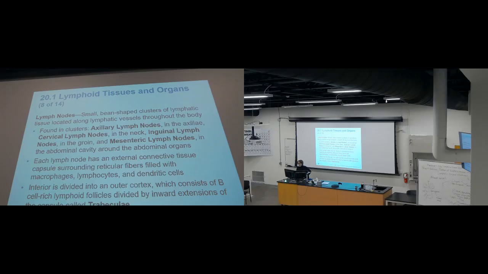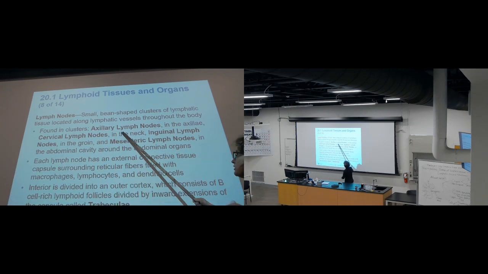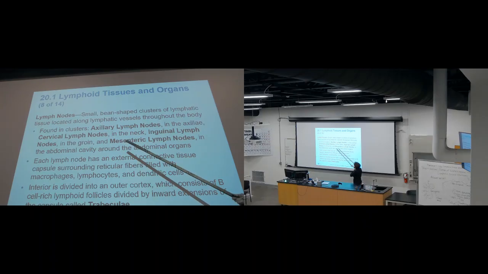And now, so where do we have these nodes? In strategic places. In the axillary area, you call them axillary lymph nodes. Cervical lymph nodes, you have superficial and deep for infections that are superficial or some that can be complicated, deep. And then in the inguinal area, in the groin. In the abdominal cavity, mesenteric lymph nodes.